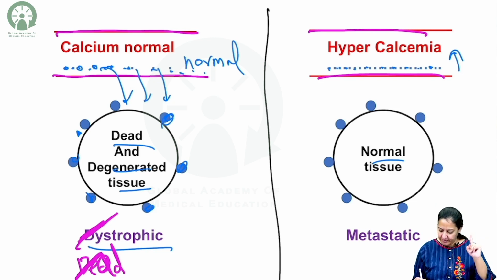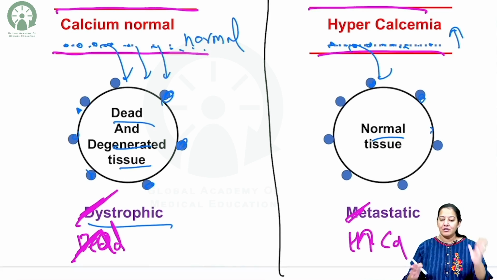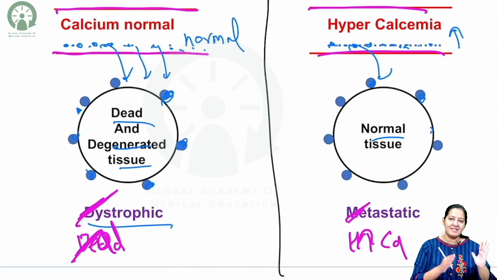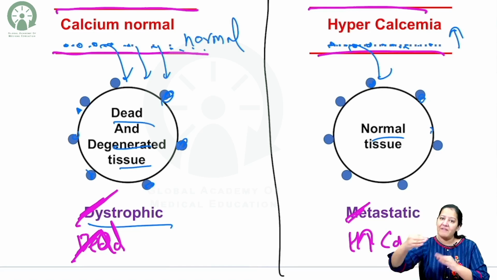See the other diagram. In the other diagram, you can see the calcium is more but the tissue is normal. So whenever the calcium passing through a blood vessel is more in concentration, it will come out and get deposited over the tissue. This calcification is known as metastatic calcification. Here the tissue is normal, but the calcium is not normal, it's hypercalcemia. So the problem is different. In the first, the tissue is dead, but the calcium level is normal. In the second, the tissue is normal, but the calcium level is increased in the blood.